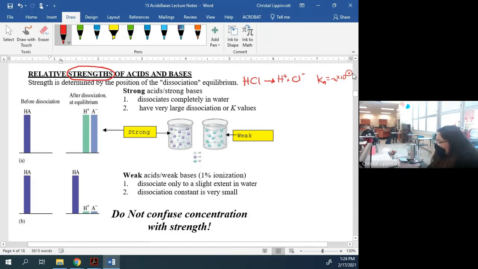So we've got weak acids and bases. Weak acids and bases, you will see them indicated. You will end up with like acetic acid.